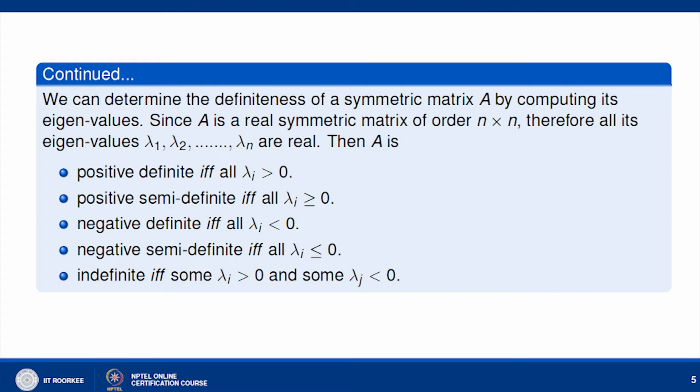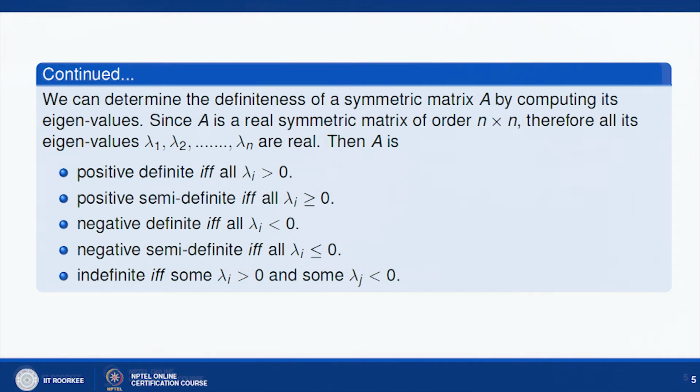First is the eigenvalue test. Okay. Now, since the given matrix A is real and symmetric, we know that all its eigenvalues are real. It is of order n cross n. This means it will have n eigenvalues, lambda 1, lambda 2 up to lambda n, and all will be real. Then A is positive definite if and only if all its eigenvalues are strictly greater than 0.